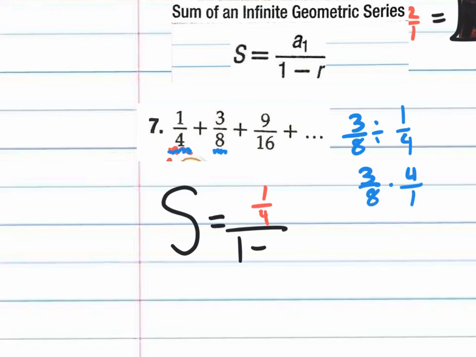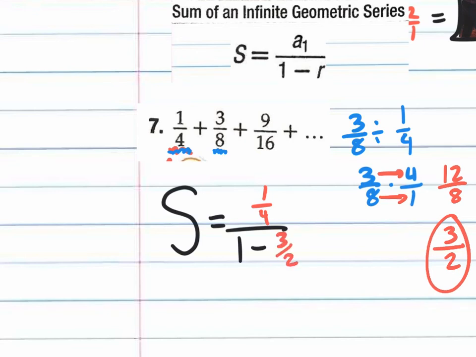Since I've been canceling always first, I'm just going to do it the other way to give you a little bit of variety. 3 times 4 is 12, 8 times 1 is 8, and 12 over 8 could be reduced to 6/4, and then it could be reduced again to 3/2. Or you could just look at 12/8 and reduce both numbers by 4. 12 divided by 4 is 3. 8 divided by 4 is 2. So we really have 3/2 being the common ratio here. So we have 3/2 being the r.